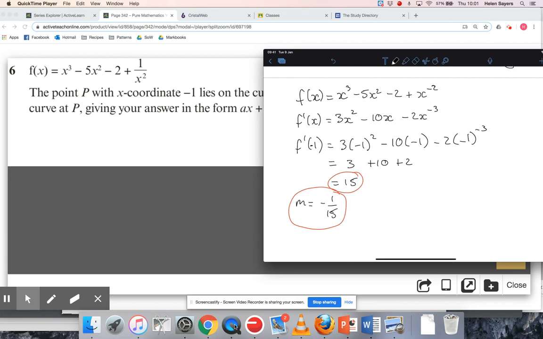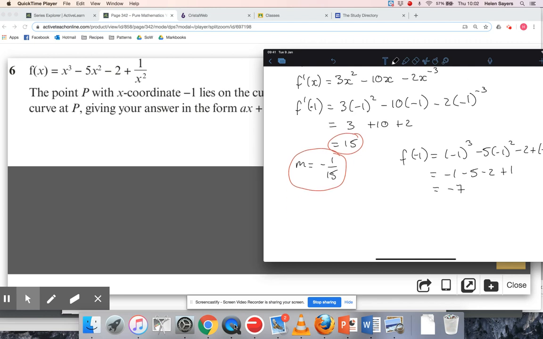Okay. Right, I've got the x coordinate. I know that x is minus 1, so I also need the y coordinate. So if I work that out, so f of minus 1, so I'm going back to the equation for the curve, so that's going to be minus 1 all cubed, minus 5 times minus 1 squared, minus 2, plus minus 1 to the power of minus 2. So that is going to be minus 1, minus 5, minus 2, plus 1. So I get that as minus 7.